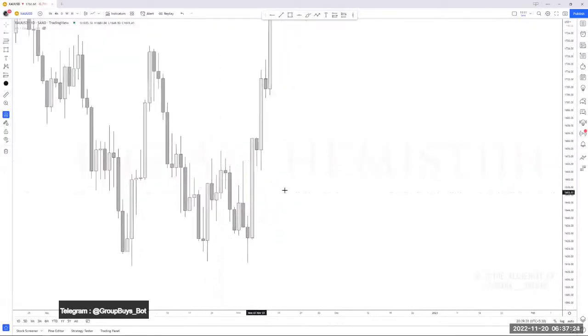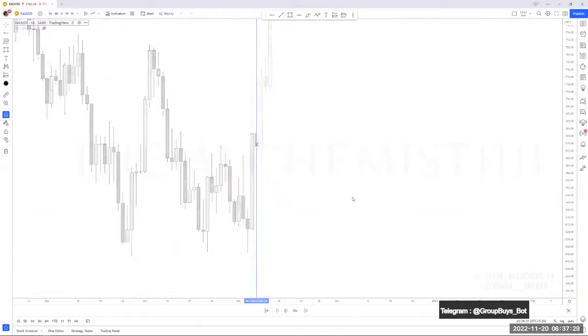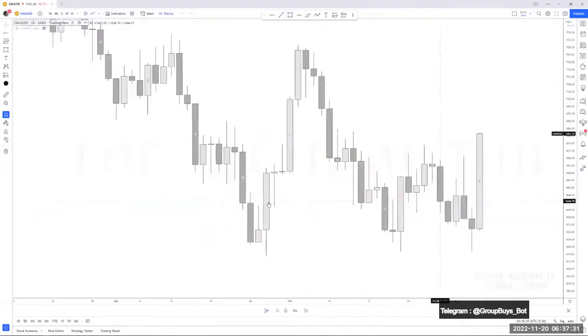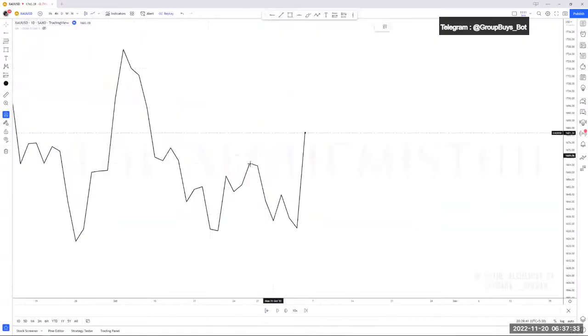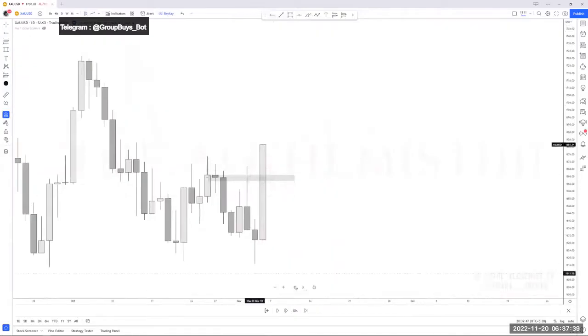And I told you, a resistance broken turns into support, right? So if I put the replay tool somewhere around here, if I put the replay tool in here, what is this? This is a resistance, right? This right here will be a resistance. So now it is broken. So now we can expect it to act as a support.